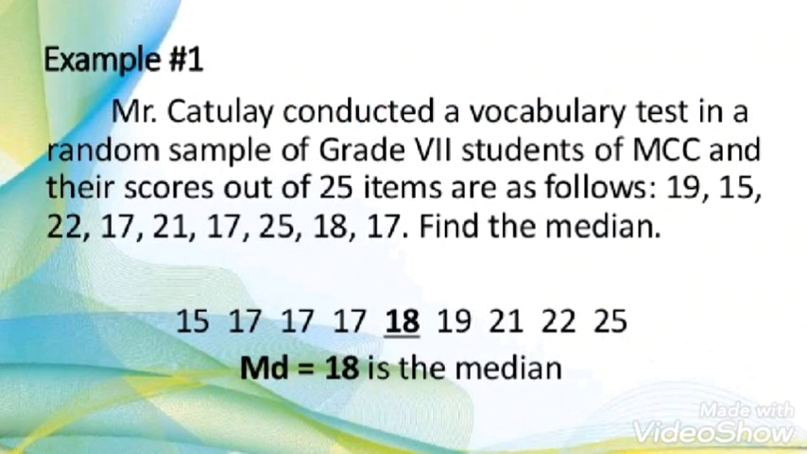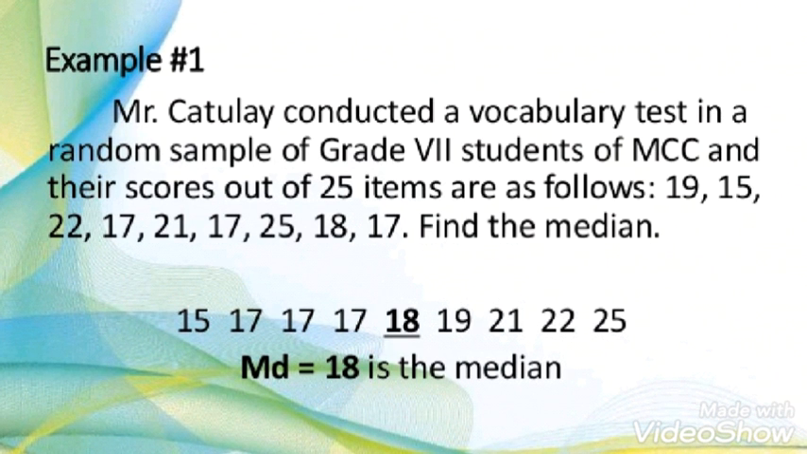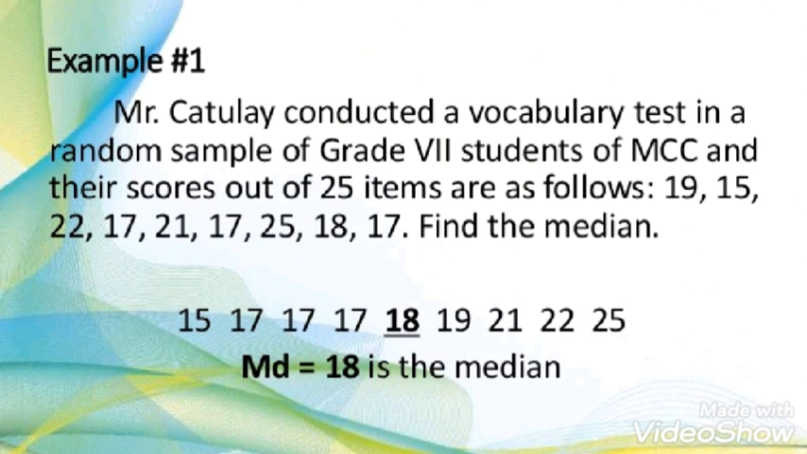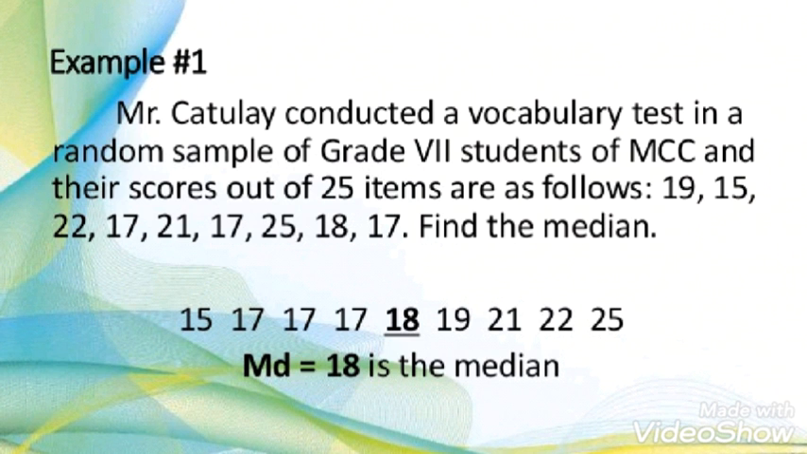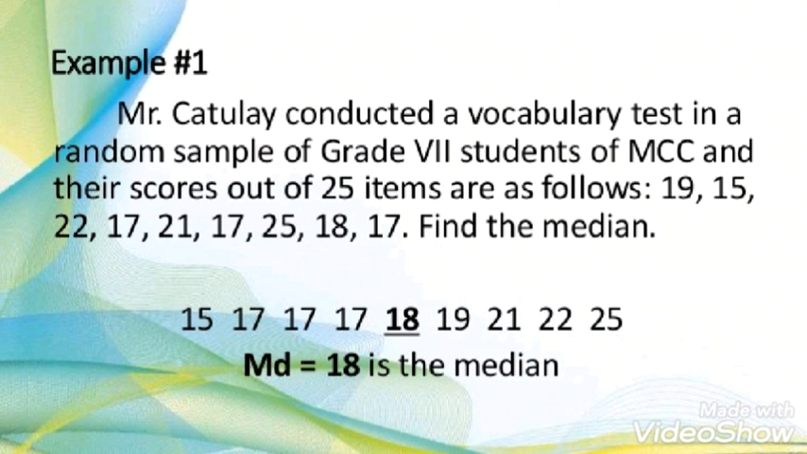Mr. Kotley conducted a vocabulary test in a random class of grade 7 students of MCC, and their scores out of 25 items are as follows: 19, 15, 22, 17, 21, 17, 25, 18, 17. So we have to find out the median. First, you have to arrange these given numbers in ascending order, that is from the least number.